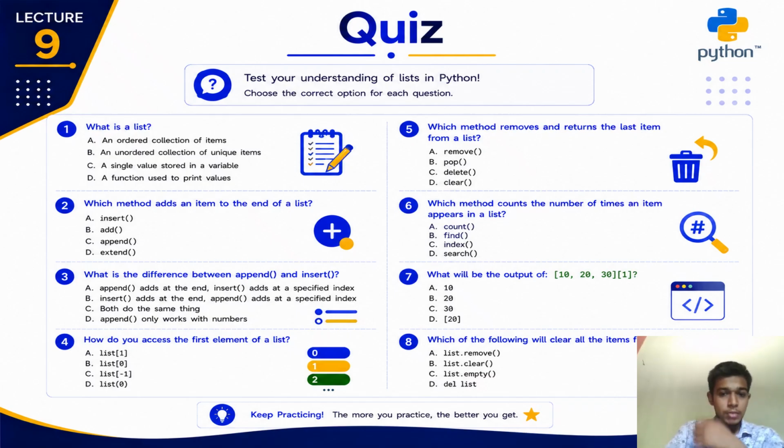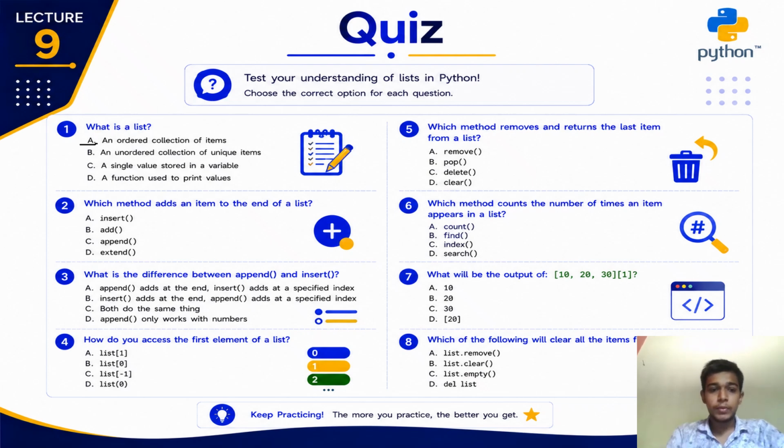So the first question is, what is a list? An ordered collection of items, unordered collection of unique items, single value stored in variable, or function used to print. Think or pause the video and then answer. The correct option will be option A. List is an ordered collection of items that can store multiple or a single variable.